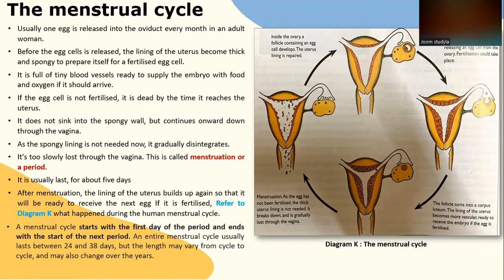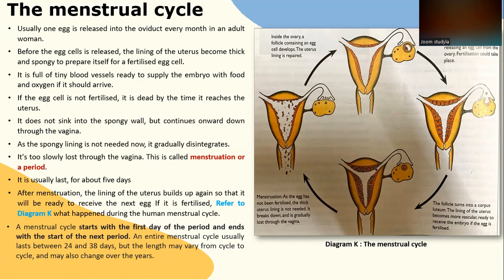It does not sink into the spongy wall, but continues onward down through the vagina. As the spongy lining is not needed now, it gradually disintegrates. It is slowly lost through the vagina. This is called menstruation or a period. It usually lasts for about 5 days.